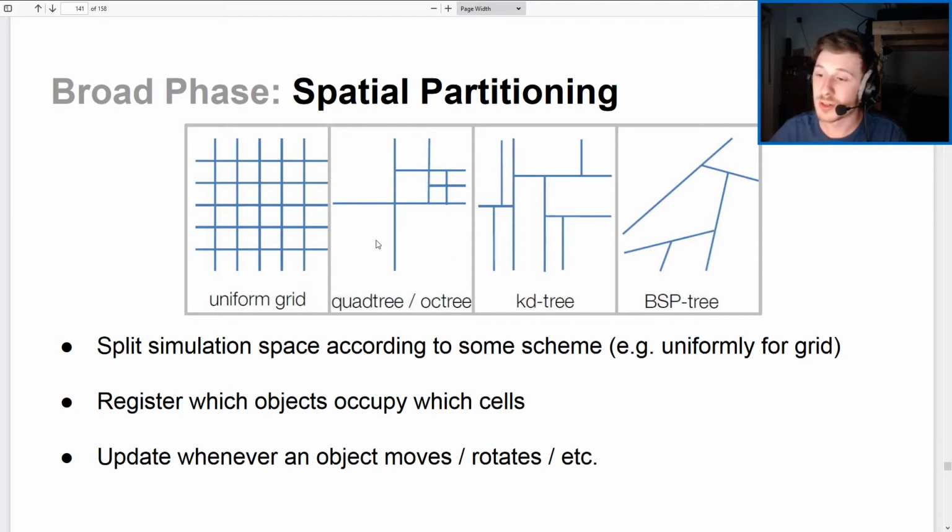Because if, for example, there would be an object here and an object here, we know they are in different sections and different partitions, and they run in no way a risk of colliding. And we update this, of course, whenever an object moves or rotates.